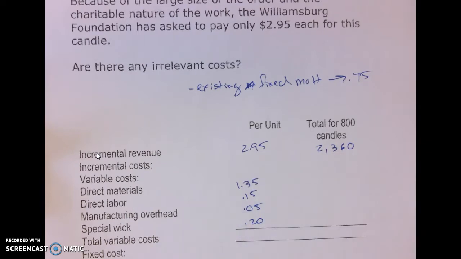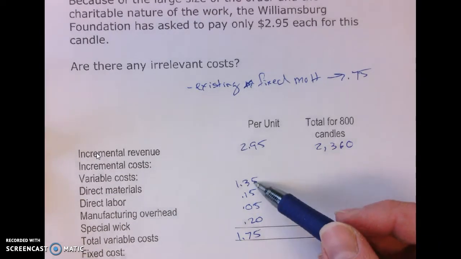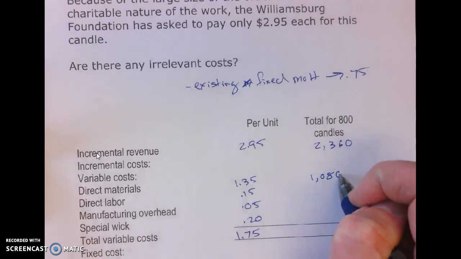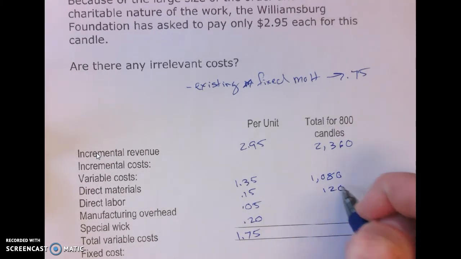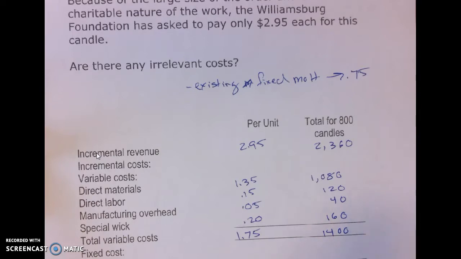The special wick is an incremental variable cost that we do have to consider. So total variable cost would be $1.75. So I can come over here and multiply each one by 800. 1,080 right there. 120. 40. And then what we have is our 160. And we add up all these, we get $1,400.